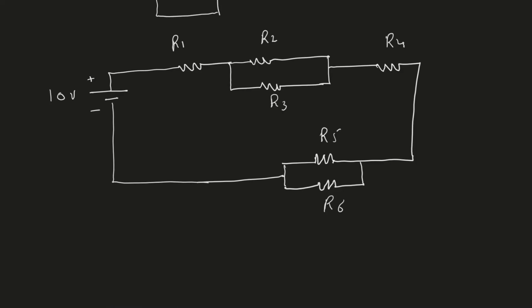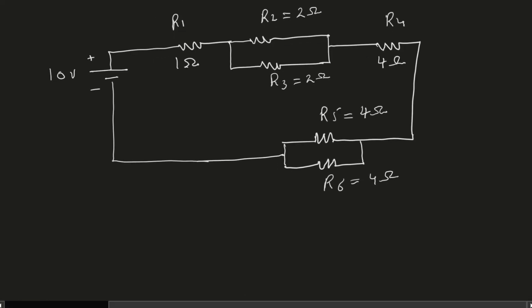All right. The values of these resistors, we can choose some numbers that are easy to work with. So let's say R1 is 1 ohm, R2 is 2 ohm, and R3 is also 2 ohm. R4 is, let's say, 4 ohm, and R5 is maybe we can say 4 ohms, and R6 is also 4 ohms. So now we need to see which resistors are in series, which are in parallel. The obvious two that are in parallel are R2 and R3.